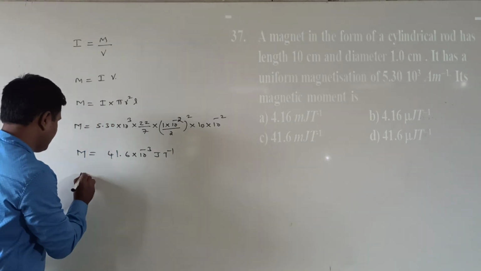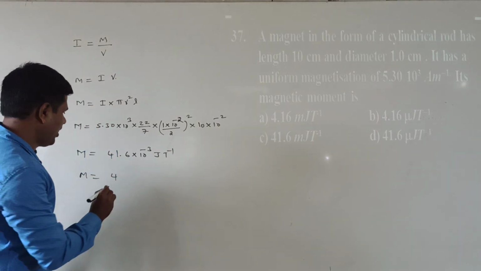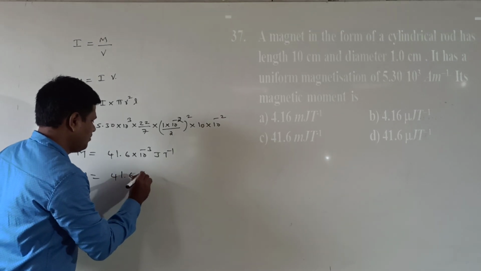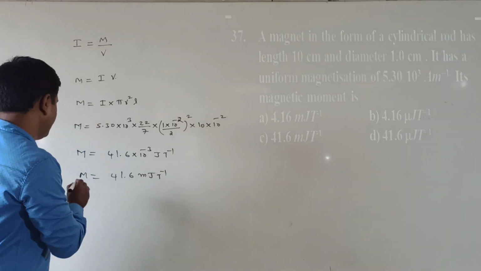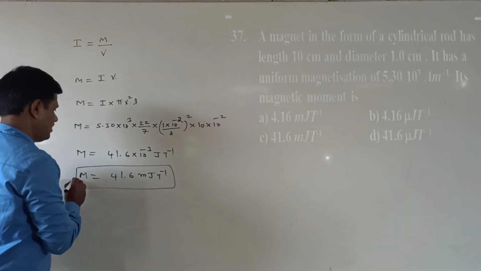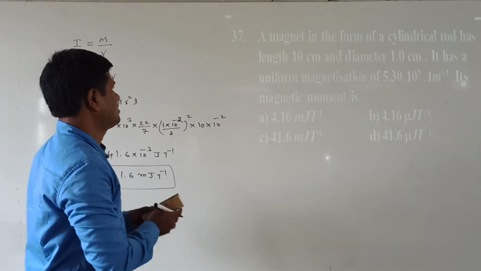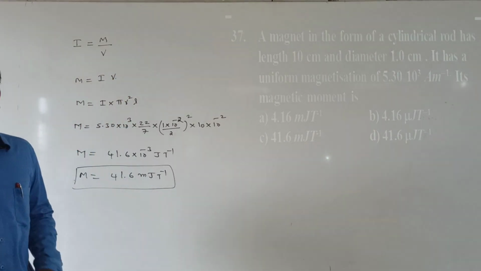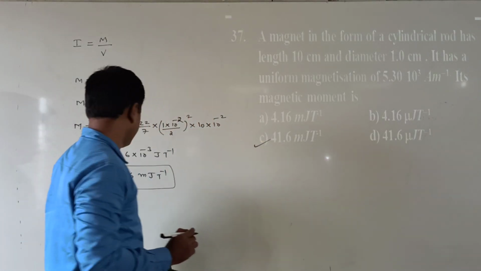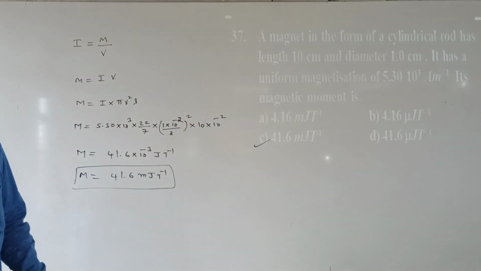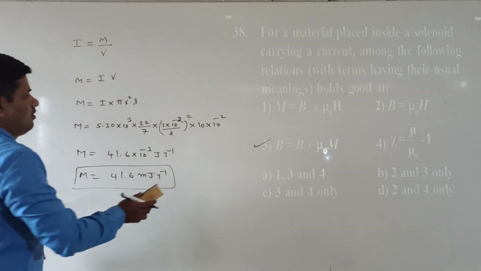What are we getting here? M is equal to 41.6 into 10 power of 3, that is milli Joule Tesla inverse. This is called the magnetic moment. Next, which option is correct here? C option is correct. Next we move to question number 38.